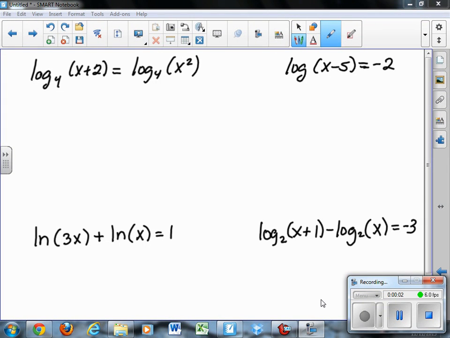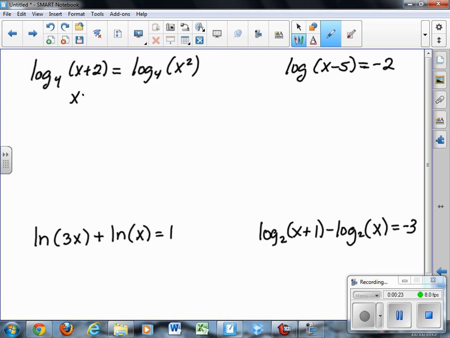We're going to look at how to solve some basic log equations. Let's look at the first one. We have log base 4 of x plus 2 equals log base 4 of x squared. Notice that the two arguments must be the same, because if we have log base 4 of one number equals log base 4 of another number, those two numbers will have to be equal to each other.